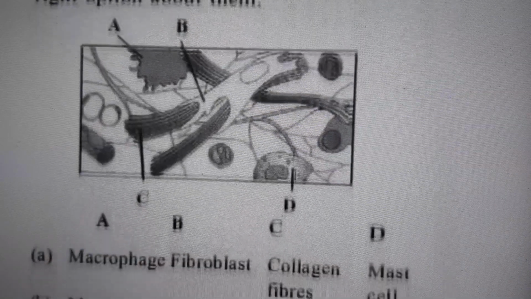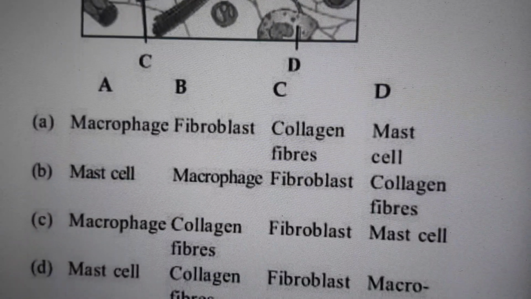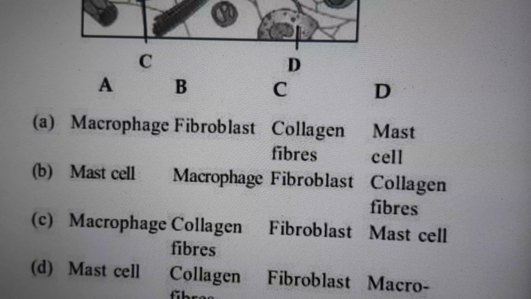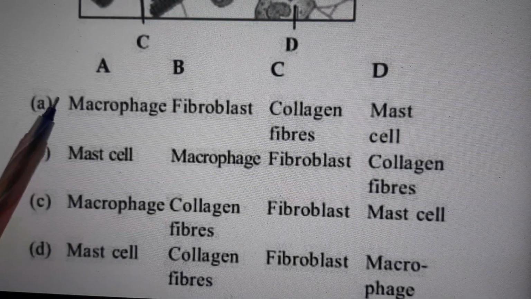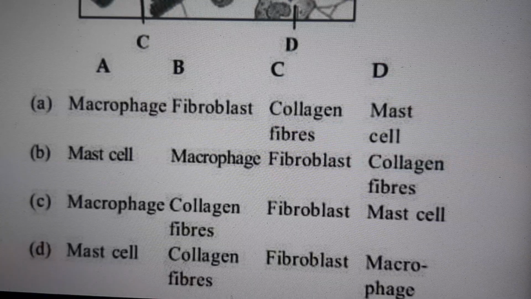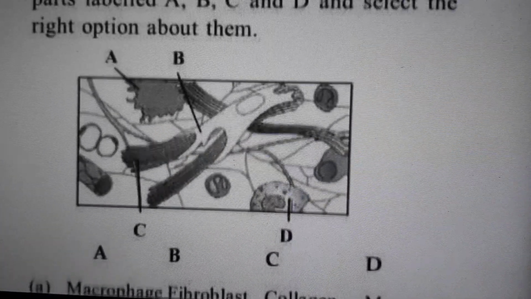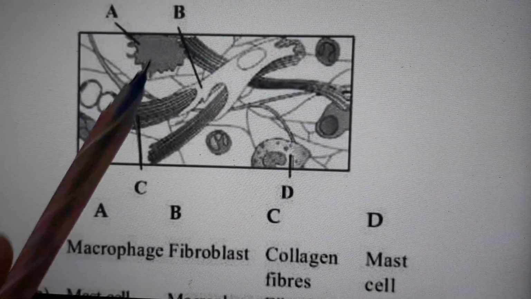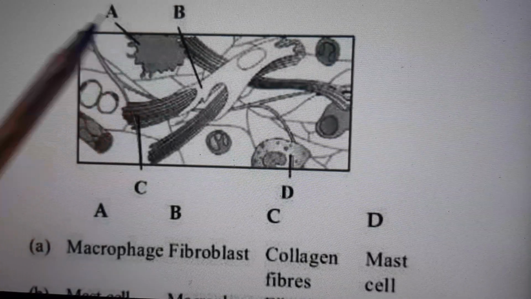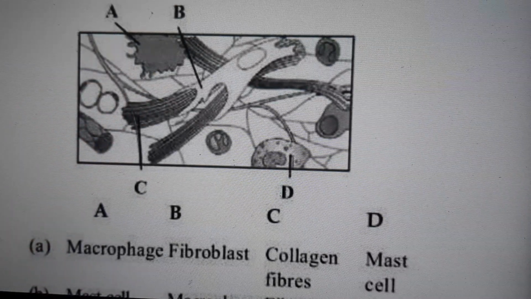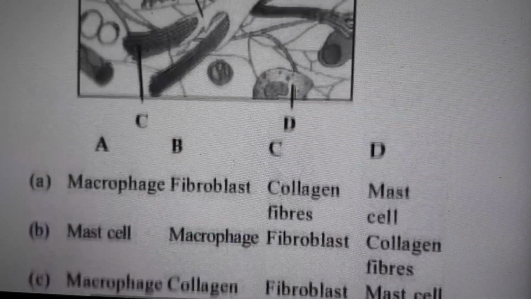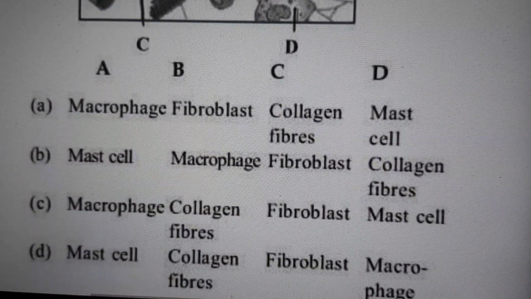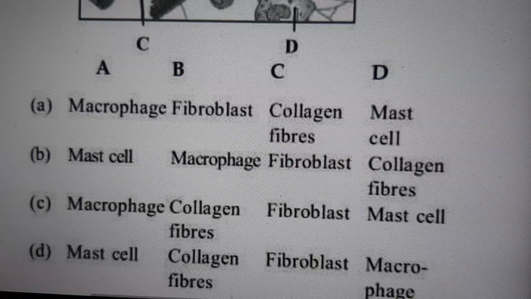Let us look at the options. A, macrophage, mast cell, macrophage, mast cell. Now let us identify what A is first of all. A is this cell. It is the macrophage. Macrophage is in option A and option C.